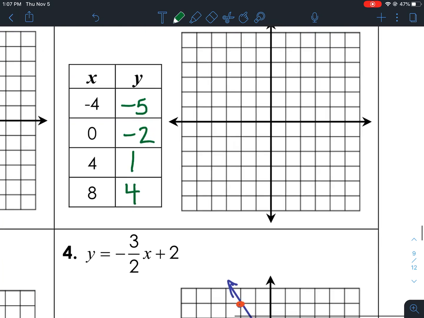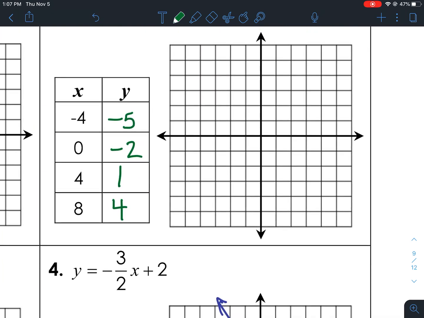Here we have ordered pairs. Let's go ahead and graph these. So this first one is -4, -5. So I'm going over 4 and down 5. 0, -2. So starting here at 0 and going down 2. 4, 1 means I'm going over 4 and up 1. And 8, 4 is not on the graph, so we can't graph that, but we're just going to go with these ones.